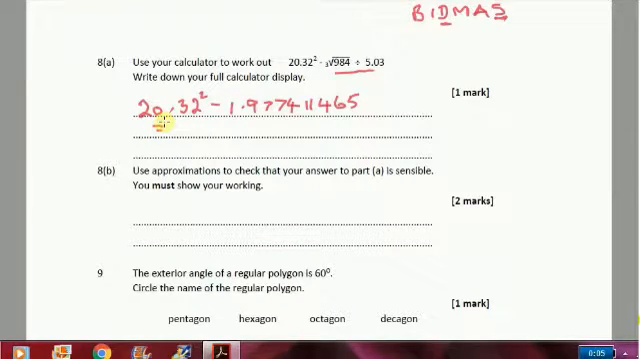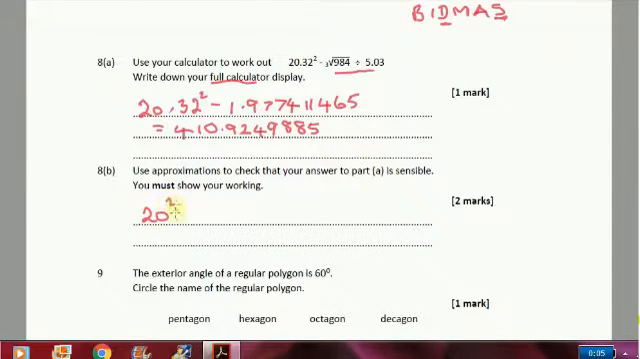Then you use your calculator. We've got to work to full accuracy here. So you work out 20.32 squared, and then subtract that second long number that you've got there. And in this case, I got 410.9249885. So I've shown full calculator accuracy. Don't round off if you're asked to show full accuracy.